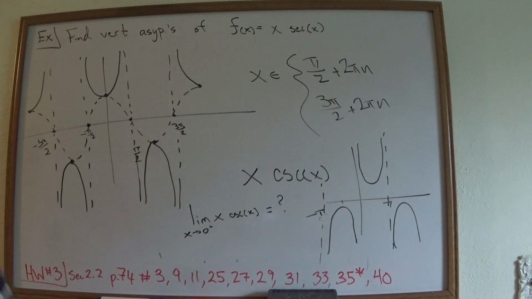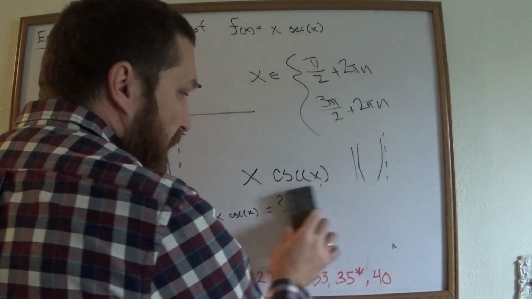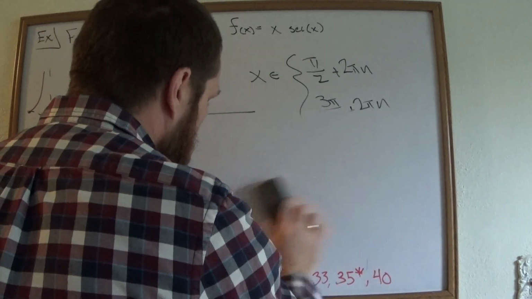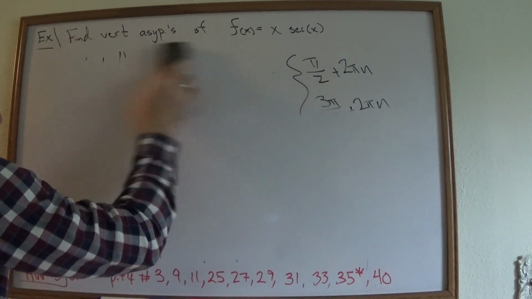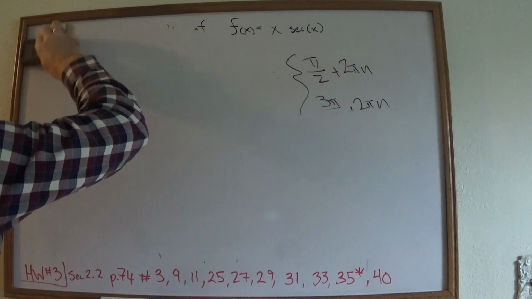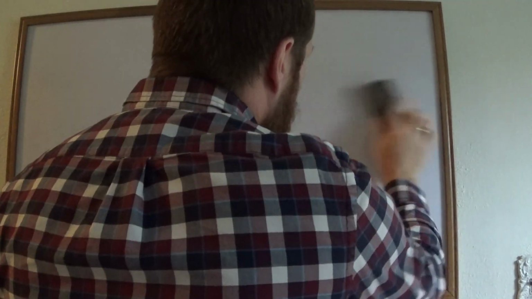Oh, by the way, I didn't tell you. These are called infinite limits. So limits that spit out an infinity, we call them infinite limits. And that's that. That's all I got, you guys.